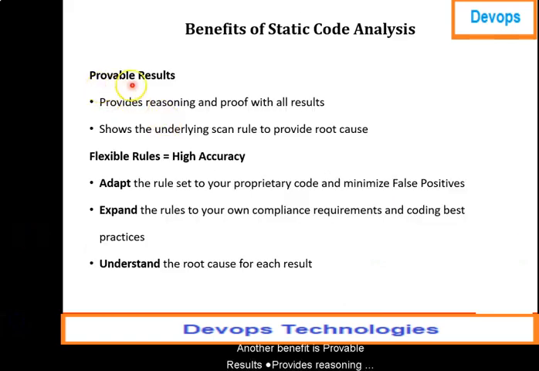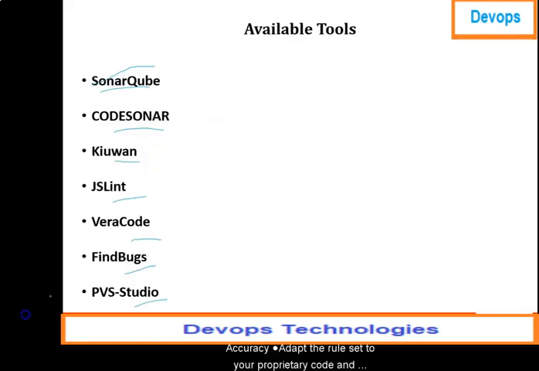Another benefit is provable results. It provides reasoning and proof with all results. It shows the underlying scan rule to provide the root cause. Flexible rules provide high accuracy. Adapt a rule set to your proprietary code and minimize false positives. Expand the rules to your own compliance requirements and coding best practices. Understand the root cause for each result.